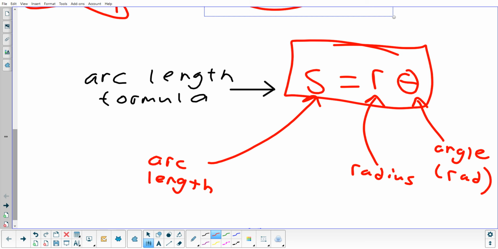Okay, so that's the arc length formula. You'll always be given 2 out of 3 of the variables. You plug them in, and then you solve for the third one. Remember, the S and the R are both measurements of how long something is. So when you write your final answer, you should put a label of length. Could be inches, could be centimeters, whatever label you need to put.